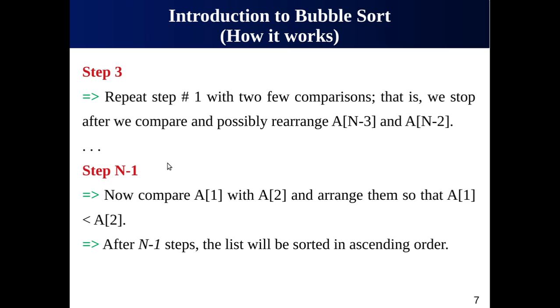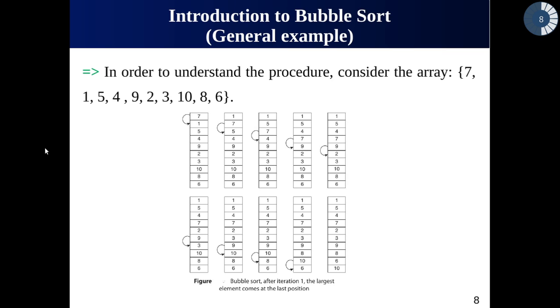If you did not get an idea from the animated video, let us consider a general example. In order to understand the procedure, let us consider an array which has the elements 7, 1, 5, 4, 9, 2, 3, 10, 8, and 6. The data is in unsorted form, so that is a problem. An algorithm is a step-by-step procedure to solve a problem. So let us solve this problem using the bubble sort algorithm.